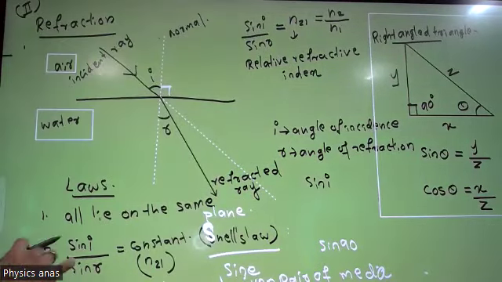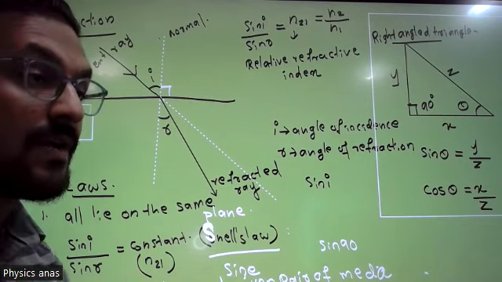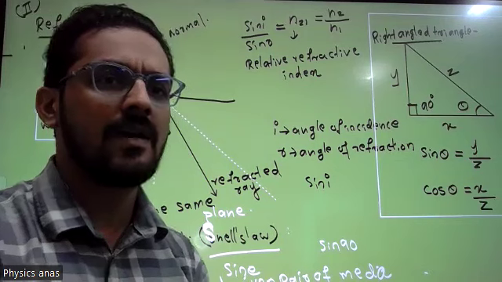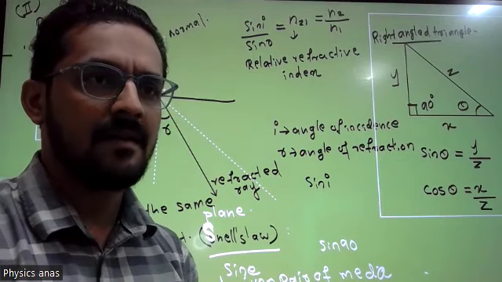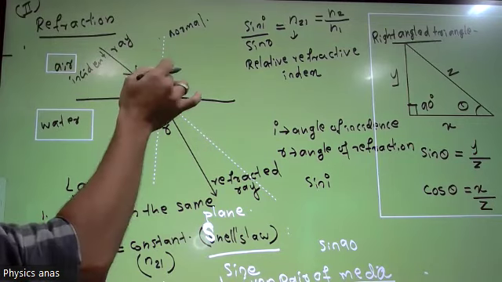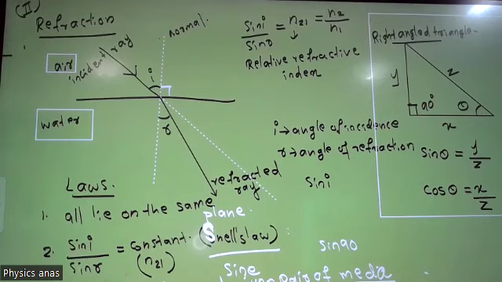This value, that is sin A by sin R, will be different. If you are using blue light, you will get a value for sin A by sin R. If you are using red light, you will get another value. If you are using yellow light, you will get another value. And for medium, if you are finding sin A by sin R for air and water, it will be a value. For air and glass, it will be another value. For water and glass, it will be another value.